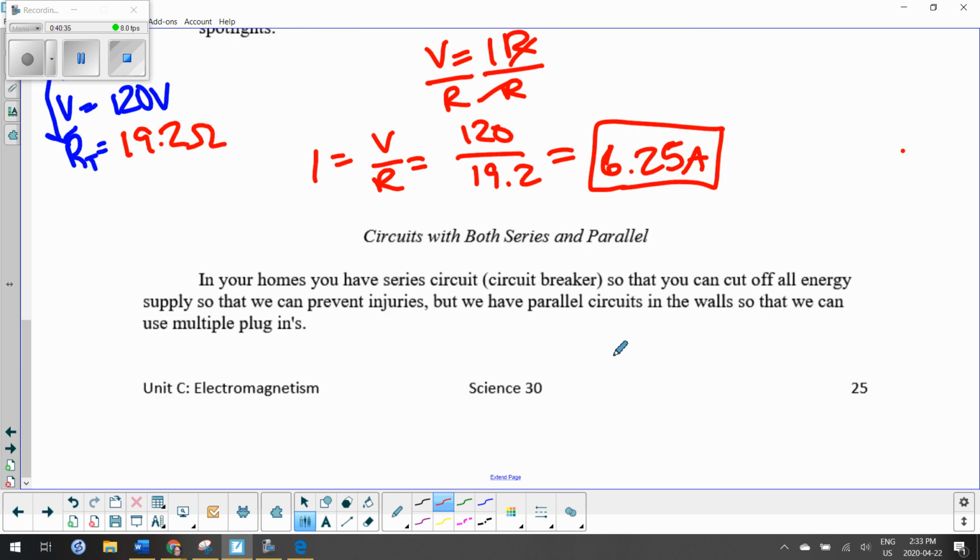Okay, so series circuit versus parallel circuit. In your house, most of your circuits are actually connected in parallel, so you can manage multiple devices. But in your circuit breaker, that device usually in your basement, you can flip it and it turns off all the power to your house. That is a series connection because it's allowing you to control all power at once.